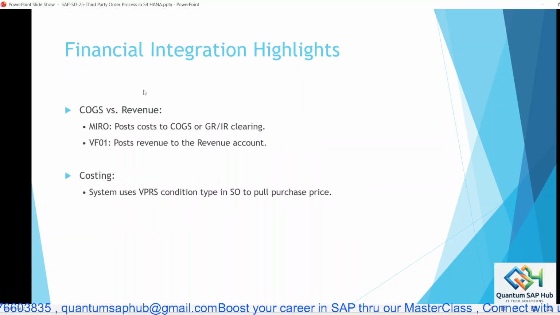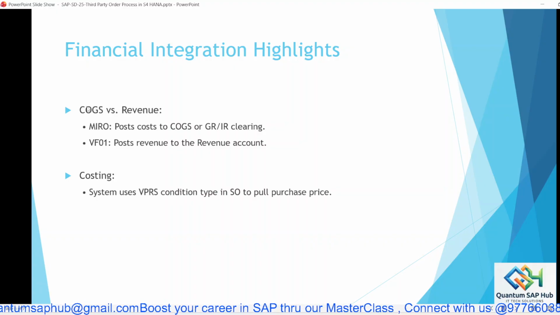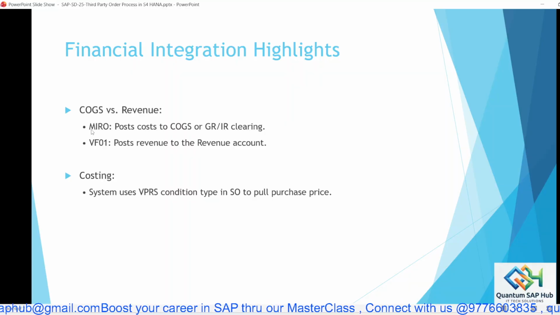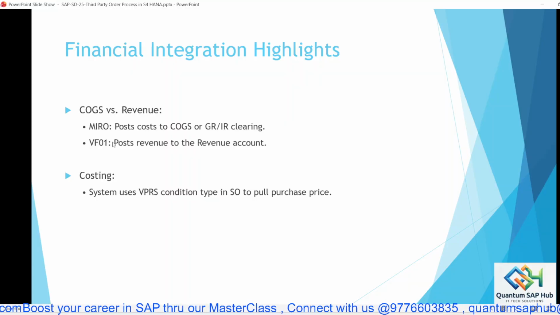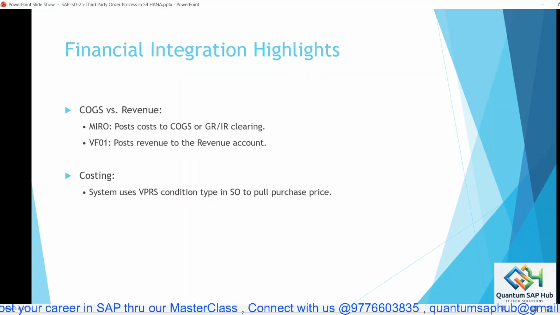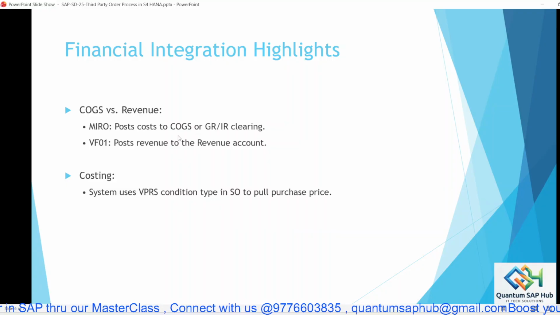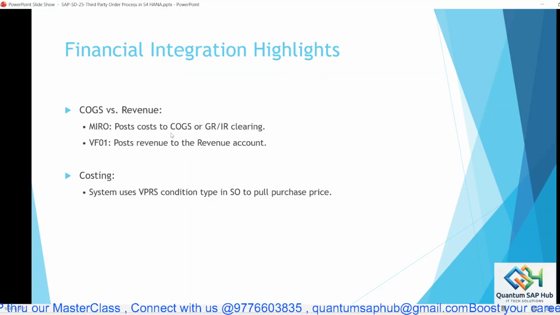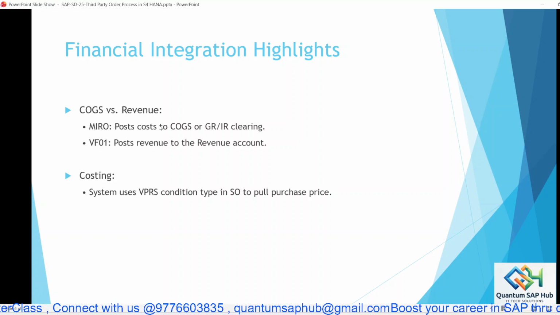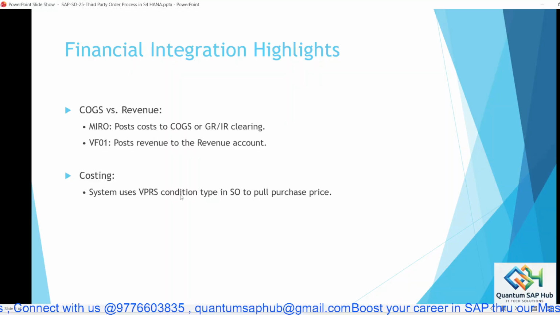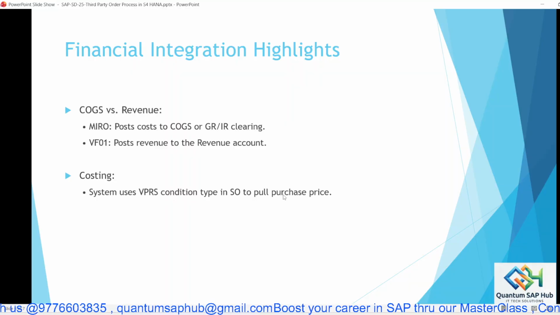I'll come to SAP and show how it can be integrated, and how the automatic PO can be created. So COGS and revenue: first we are going to post the MIRO. There is no GR/IR here, so that's why it will post to the COGS. And if we go to VF01, it will post the revenue to the revenue account. The system uses VPRS as the condition type in the sales order to pull the purchase price.